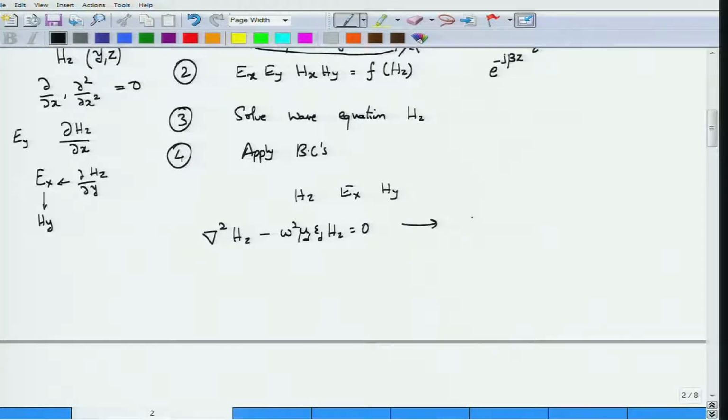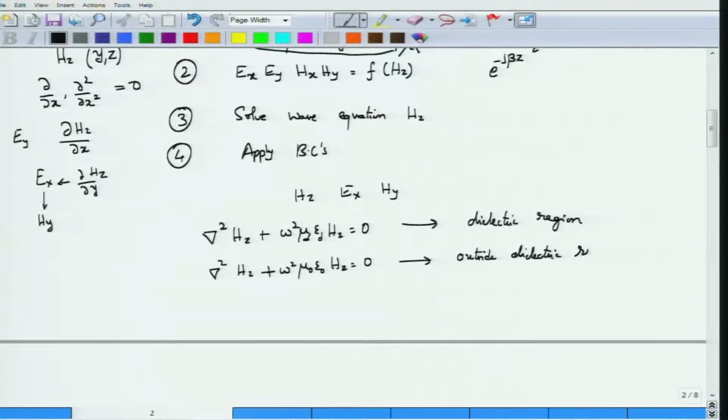This of course works only in the dielectric film region, or dielectric region in this particular case. The same equation will hold, except you replace mu_d and epsilon_d by mu_0 and epsilon_0 for the case of outside the dielectric region. This must be plus, so this is plus. So these are my equations.